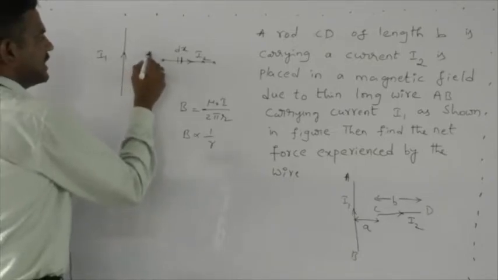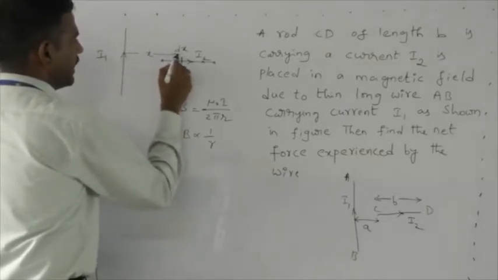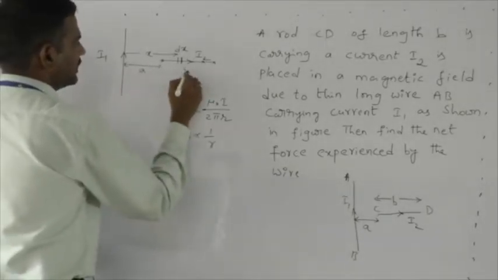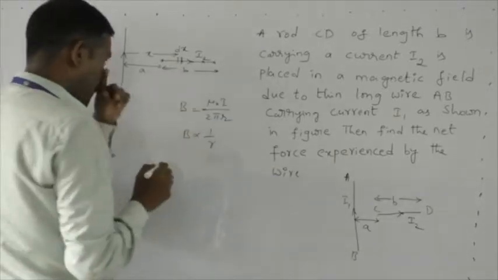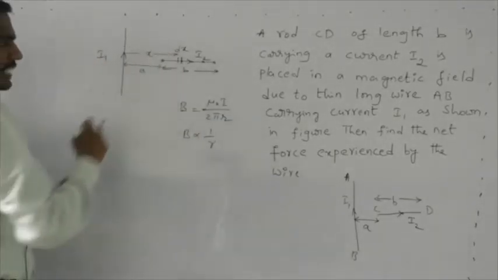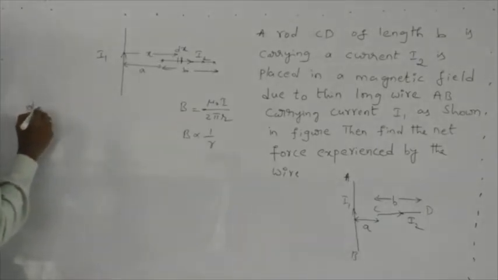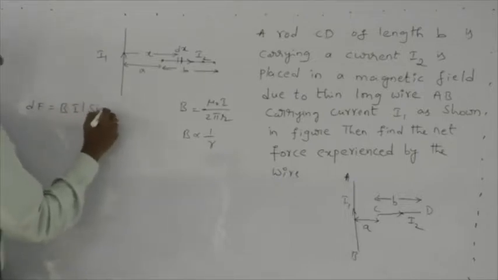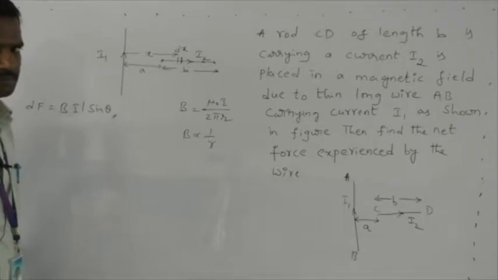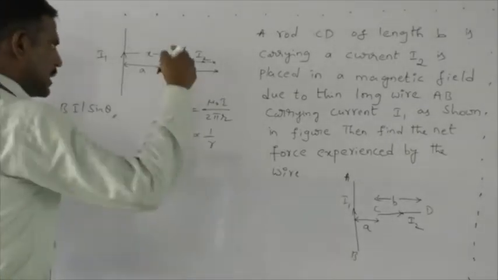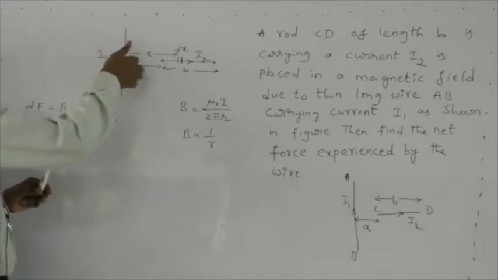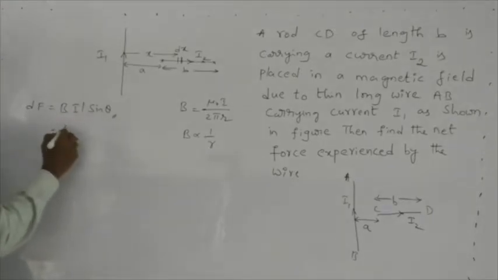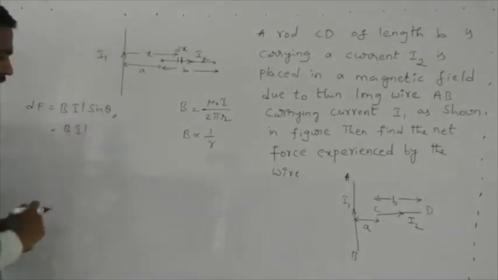Let us suppose it is at a distance of x away from the conductor. We already know this distance is A, and this whole distance is B. Now let us try to find the force acting on it. The infinitesimally small force can be given by the formula BIL sin theta. Here, what is theta? The angle between length and magnetic field. Length is like this, and the magnetic field is into the plane of the board, because the conductor is carrying current like this. Both are perpendicular to each other. Sin 90 equals 1. Therefore we get BIL.